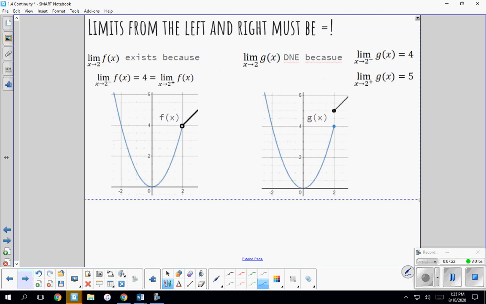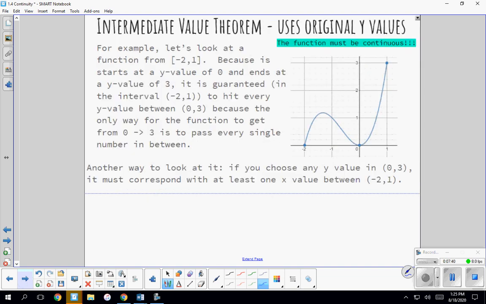So just as a reminder, in order for the limit to exist, they have to be exactly the same from the left and the right. Here we're approaching 4, both the left and the right, the limit exists. Here it does not exist. And the reason is because the right-sided limit does not equal the left-sided limit.